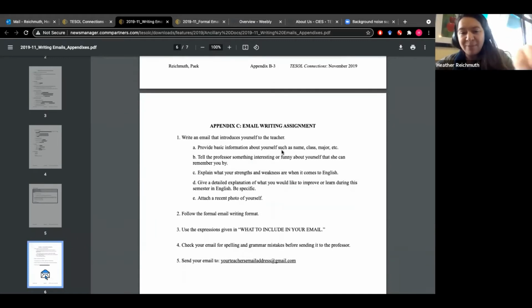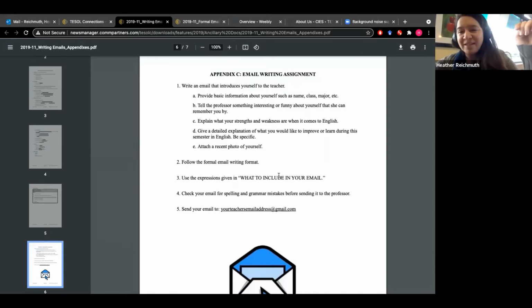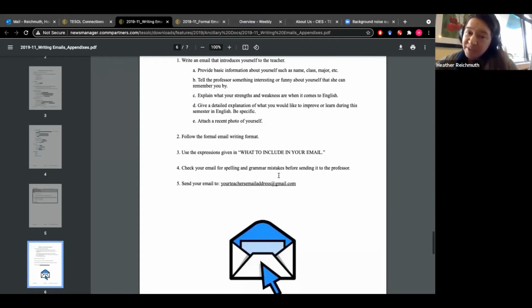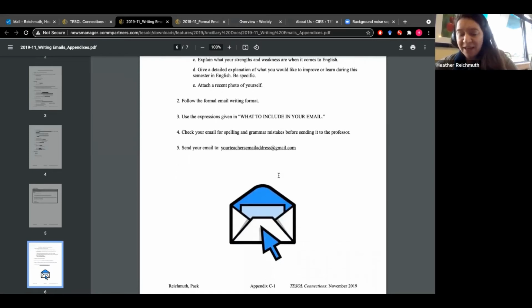They provide basic information about themselves, such as their name, class, major. Tell the professor something interesting or funny about yourself so I can remember him or her. Explain what the strengths and weaknesses are for you when it comes to English. Give a detailed explanation of what you would like to improve this semester in English, and attach a recent photo. Follow the formal email writing format. Use the expressions given and what to include in your email.